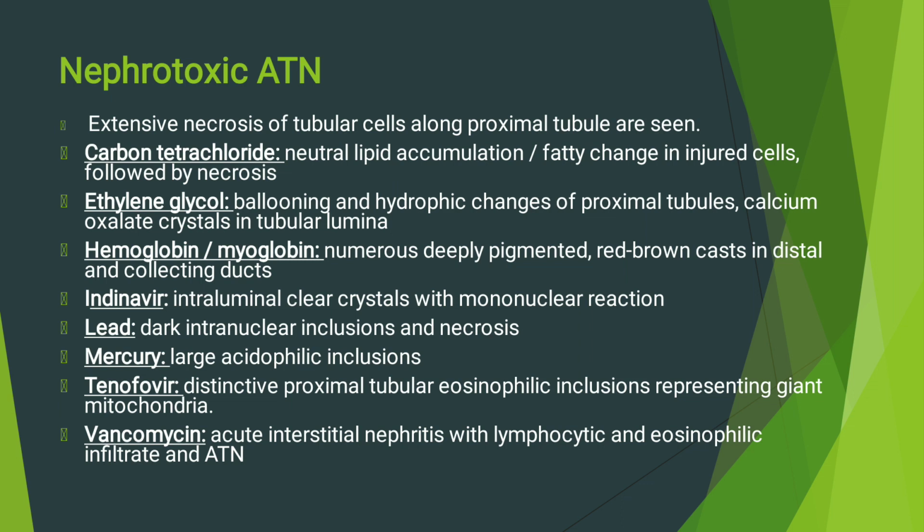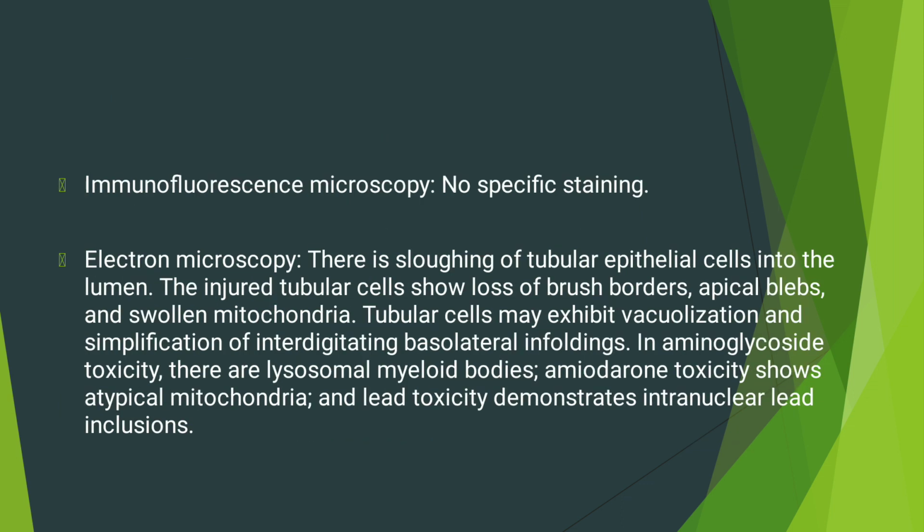In mercury poisoning or mercury toxicity, you can see large acidophilic inclusions. Tenofovir. It shows distinctive proximal tubular eosinophilic inclusions representing giant mitochondria. In vancomycin use, acute interstitial nephritis is seen with lymphocytic and eosinophilic infiltrate and acute tubular necrosis. On immunofluorescence microscopy, no specific staining is seen.